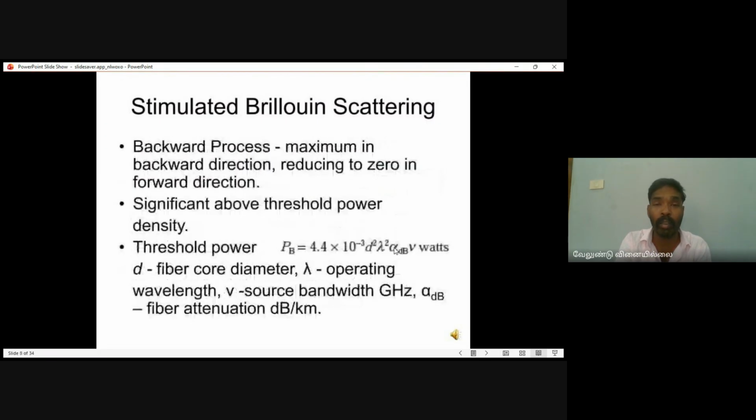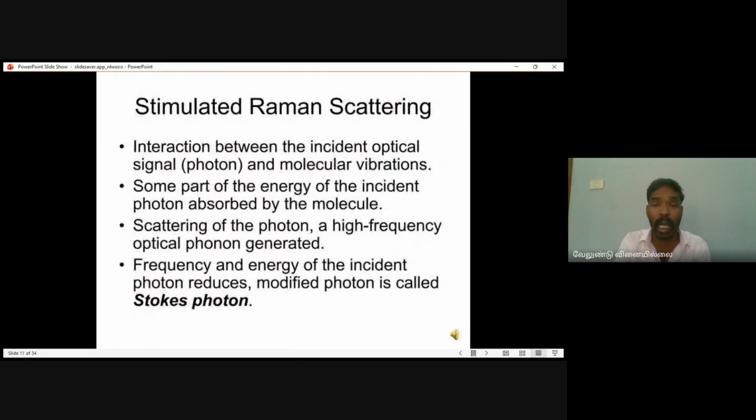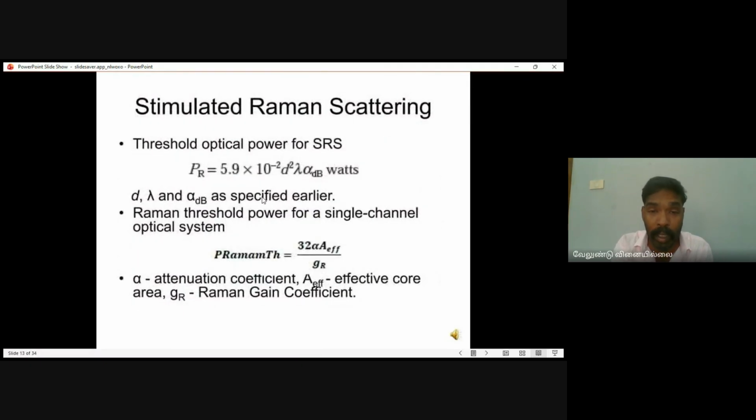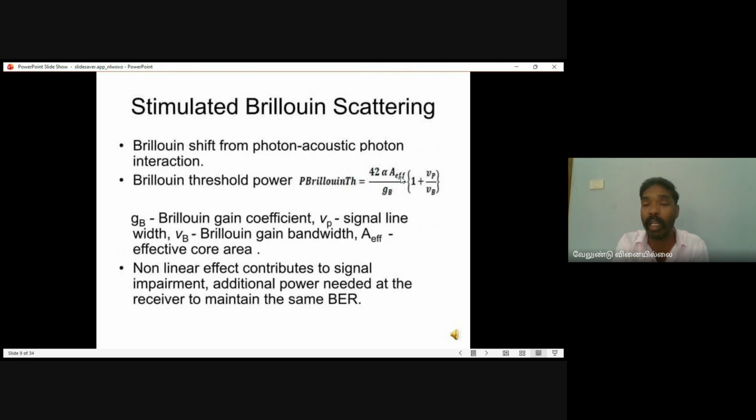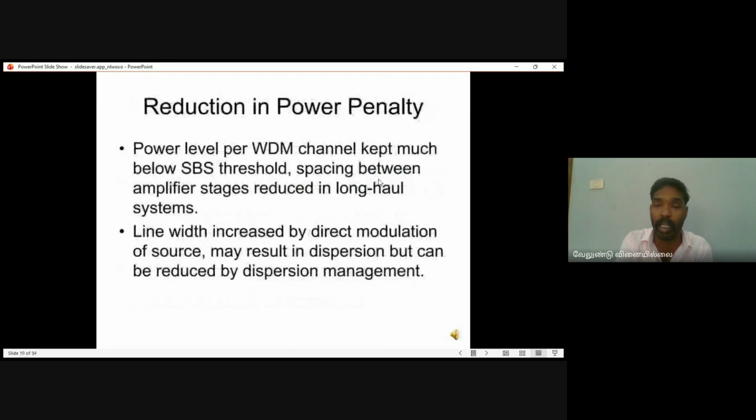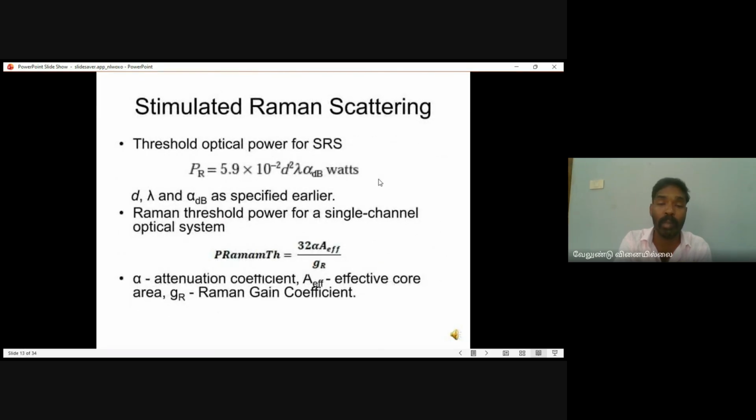This is the Brillouin scattering, but for Raman scattering you can see 5.9 x 10 to the power of minus 2. Here it is 4.4, here 5.5. And P Raman is 32 alpha A effective by GR. There is no VP and VB. For Brillouin scattering, you can see 42 alpha A effective times (1 plus VP and VB). But here it is two different formulas. P Raman threshold is the power of the Raman threshold, and these are the coefficients.